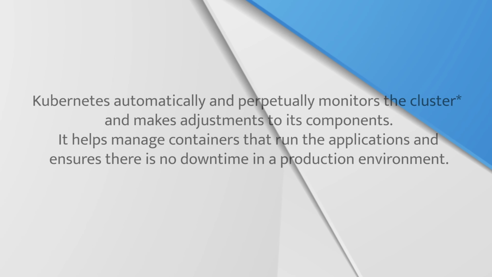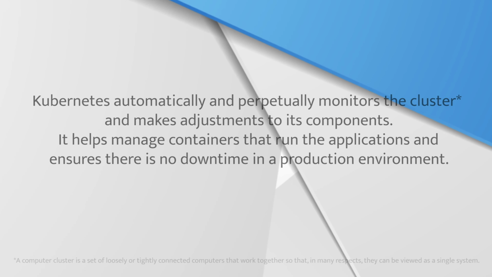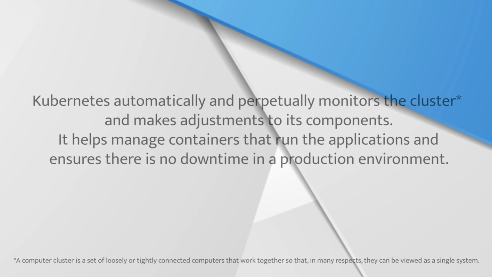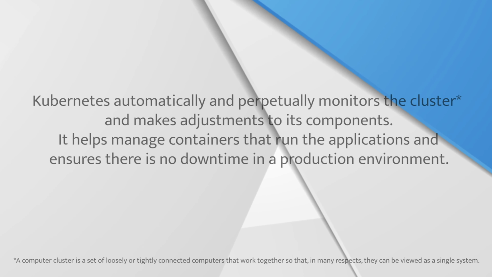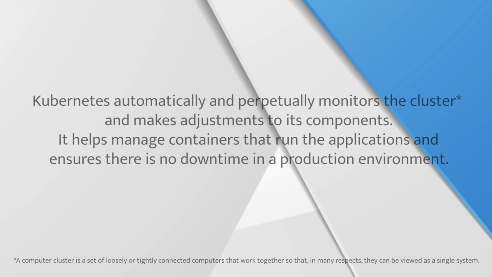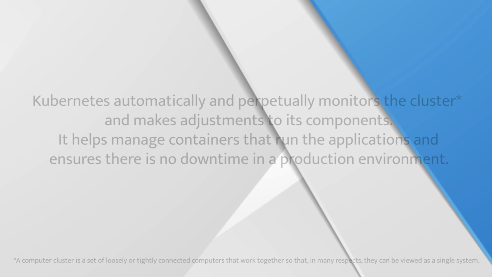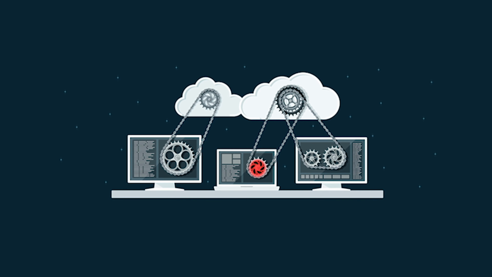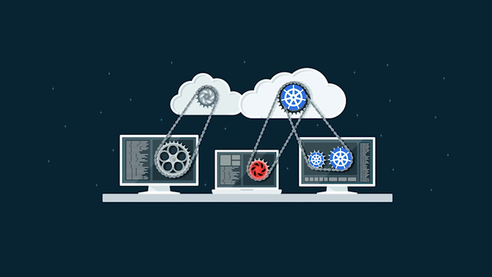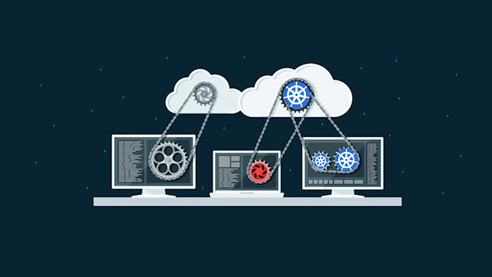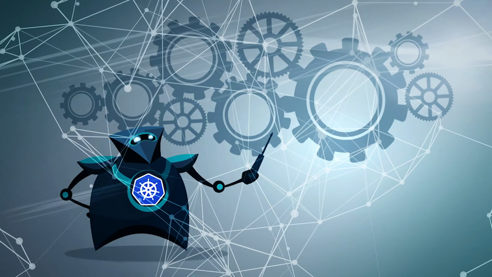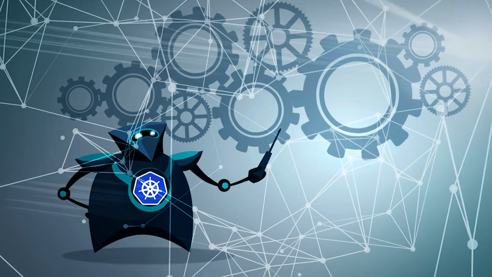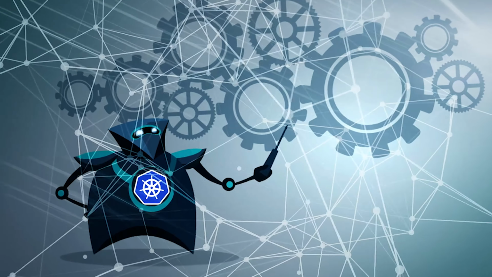Kubernetes automatically and perpetually monitors the clusters and makes adjustments to its components. It helps manage containers that run the applications and ensure that there is no downtime in the production environment. For example, if a container goes down, another container automatically takes its place without the end user ever noticing. Kubernetes is not only an orchestration system, it is a set of independent, interconnected control processes, and its role is to continuously work on the current state and move processes in the desired direction.